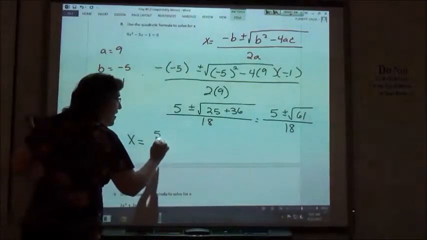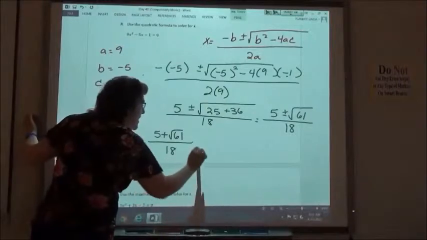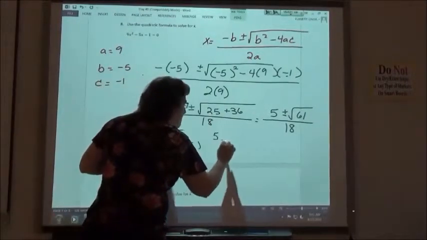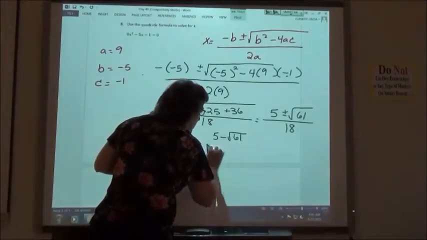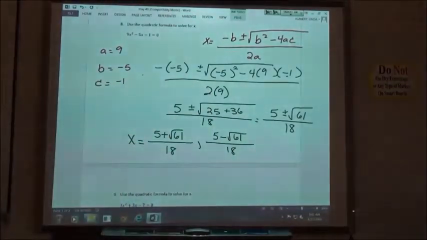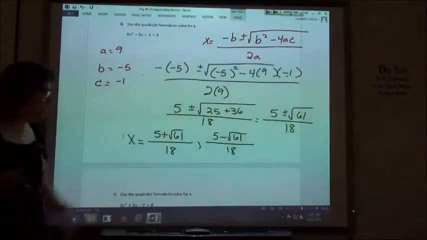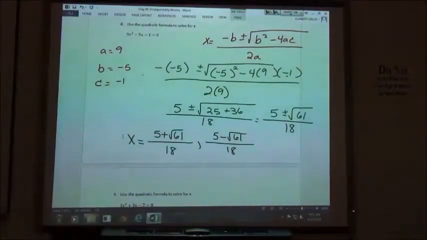So again, you're going to have your two different answers. X is going to be 5 plus the square root of 61 over 18, and 5 minus the square root of 61 over 18. Make sure that fraction bar goes under everything on the numerator, not just under the 61. It goes all the way across. So not so bad once you get the numbers in and you know where everything goes. Let's try one more of those.